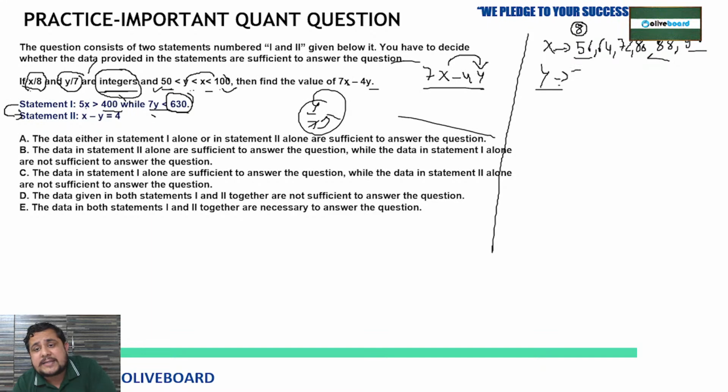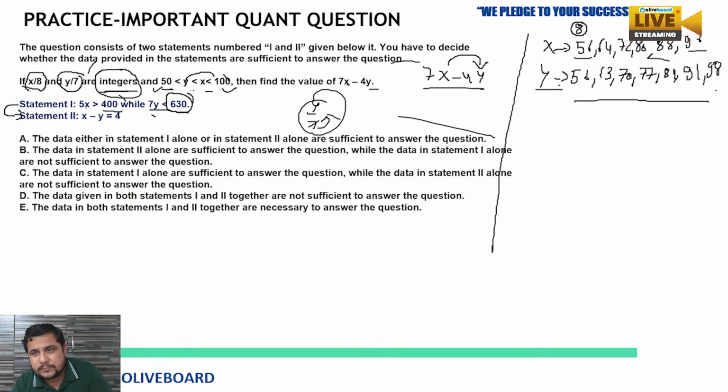So 7 eights are 56, 7 nines are 63, 7 tens are 70, then 77, then 84. Means in multiples of 7 we have to put all the values, 91 and 98. So 98 is not possible. Why? Because we already know y is less than x, and the maximum possible value of x is 96. So if x is 96 at maximum, then y cannot be 98 because y is less than x. So this value we will not take.